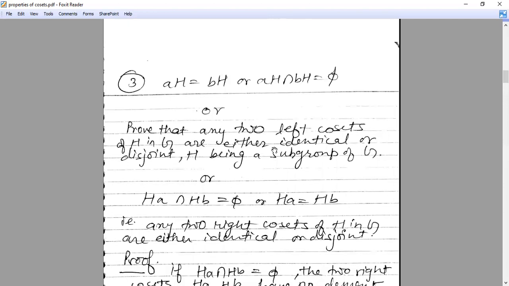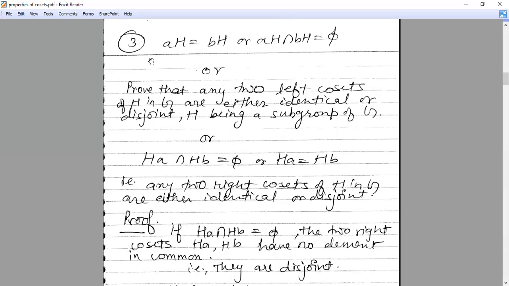Now this third property is very important. This says that you have two left cosets, AH and BH. So AH is equal to BH. That means the two cosets AH and BH are exactly the same. AH is equal to BH or AH intersection BH is equal to phi. That means either they are equal or they are disjoint. There is nothing common between them.